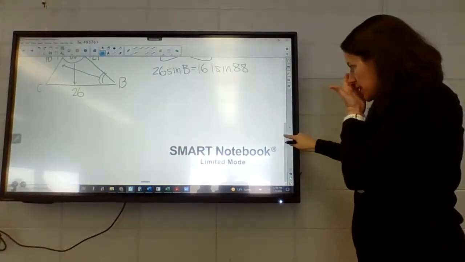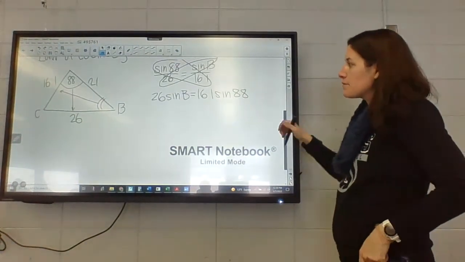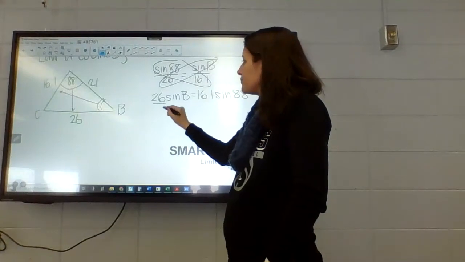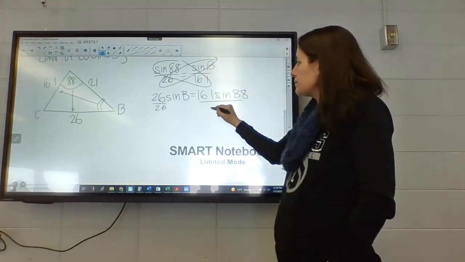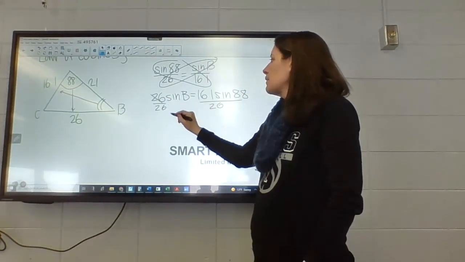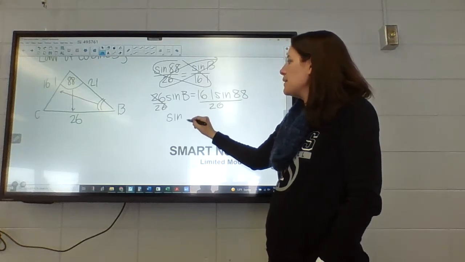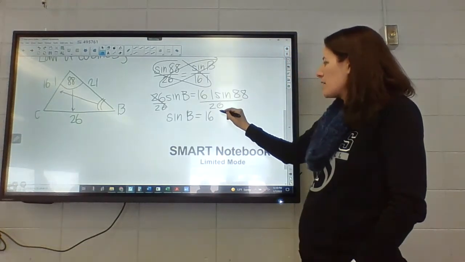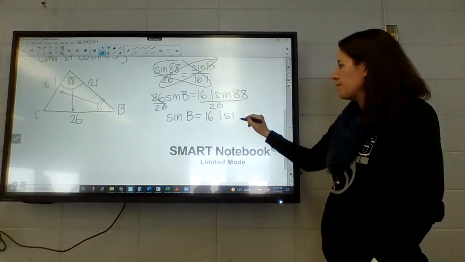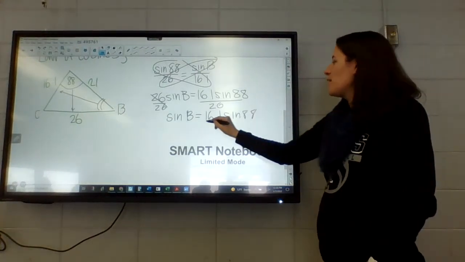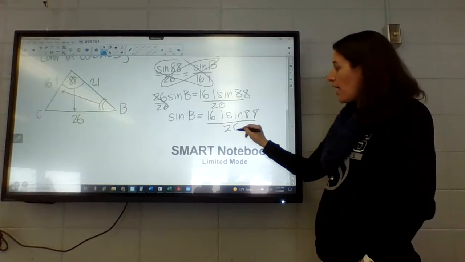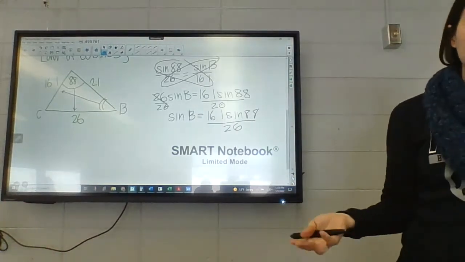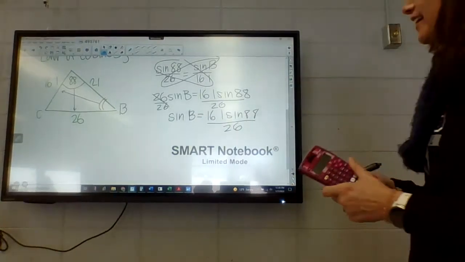So then, once I want to get B alone, I'm going to divide by 26. So now I have sine of B equals this crazy fraction. Do you guys remember how to solve this then? Reverse sine. We have to do the inverse sine with our calculator. So the calculator wasn't wrong, it just wasn't entirely. It's just a stupid answer.